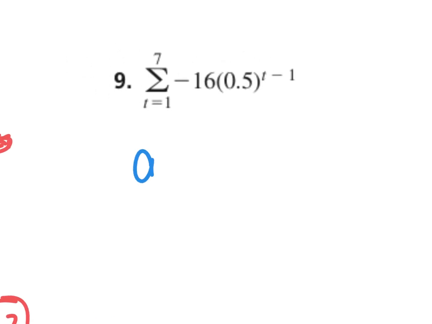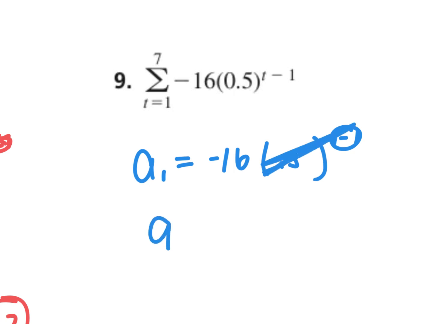What is my first term? Well, I have negative 16 times 0.5 to the 1 minus 1. Again, this happens to be 1 minus 1, so 1 minus 1 is what? 0. Anything to the 0 power is 1. So your first term is 16.